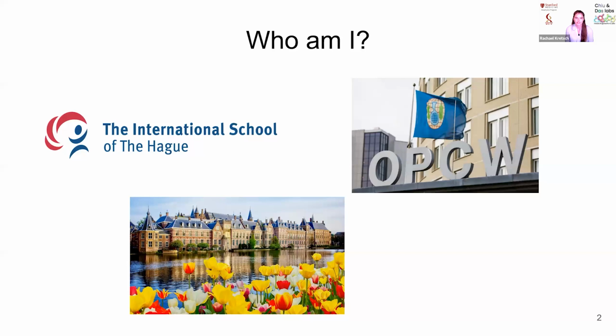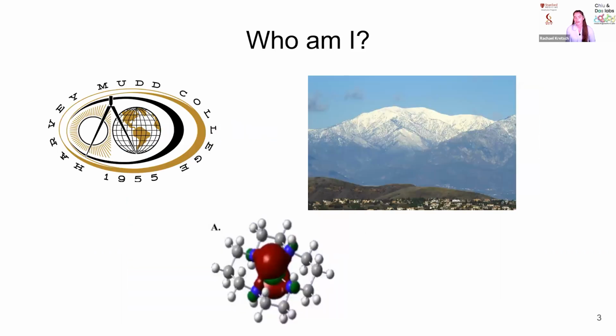So let's begin with just a brief introduction of who I am, some of which Michael has already gone over. I grew up in the Netherlands in a beautiful city called The Hague. And there, some of my exposure to science was really with this organization called OPCW, which works on chemical weapon issues. So from an early age, I was really engaged not only in science, but also how it can impact society. Then I headed to Harvey Mudd, which is a great little school in Southern California.